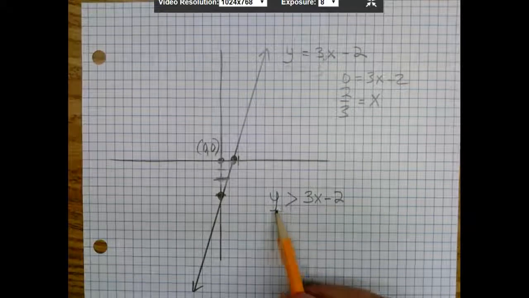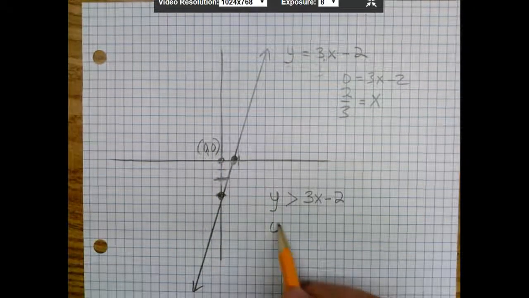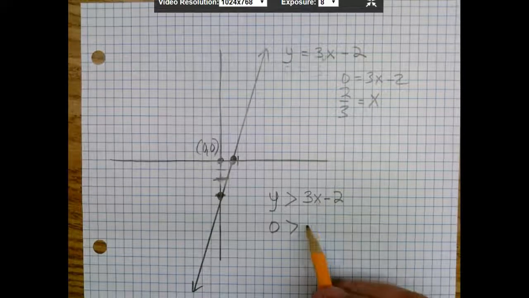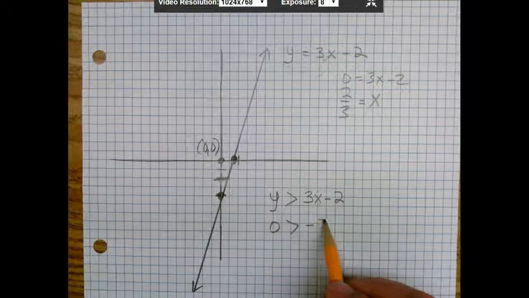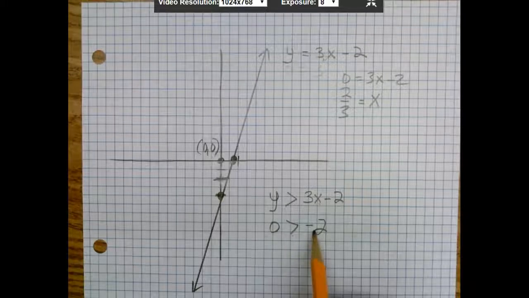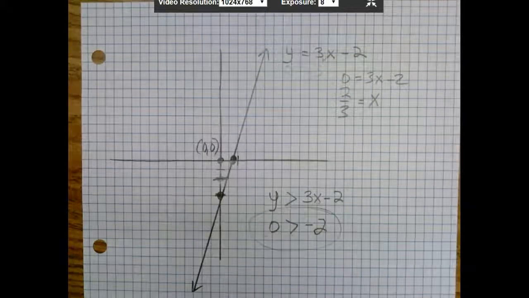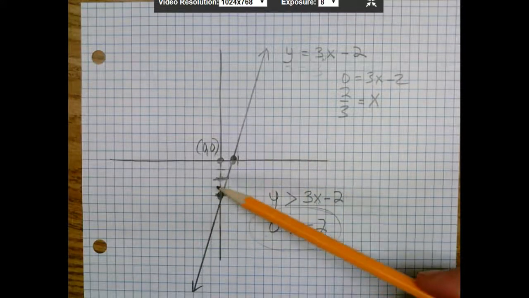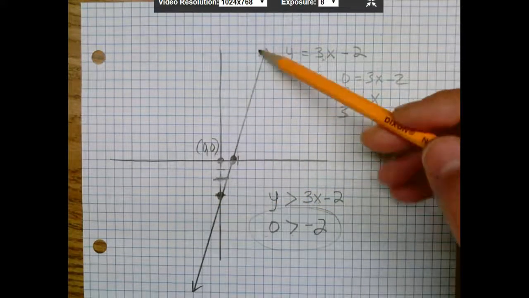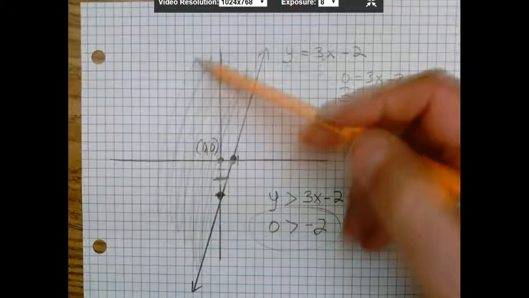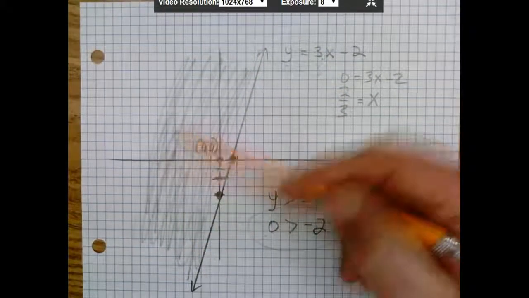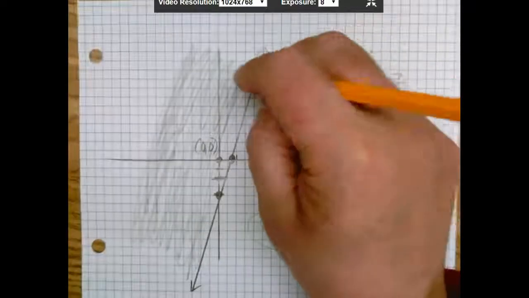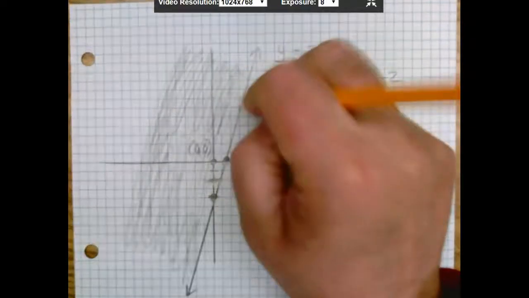We would then plug in 0, 0 for the point. So 0 is greater than 3 times 0 minus 2. 0 is greater than negative 2. That's true. So then we know this whole side is where the solution is, and then we can just shade this side in. The thing I didn't do, and you need to remember to do this, is I drew a straight line. But really this should be a dashed line. So I apologize for that.